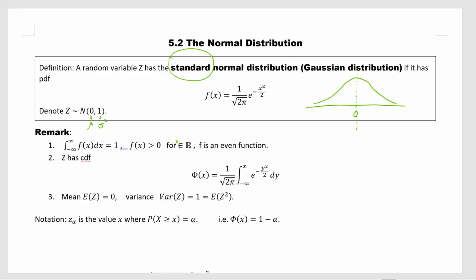And the probability of X less than or equal to small x is going to be the integral from minus infinity to x of f(x). Sorry, we should use another parameter, y, dy. So this is the CDF. Because the normal distribution is so special, we use the notation phi to denote the CDF.